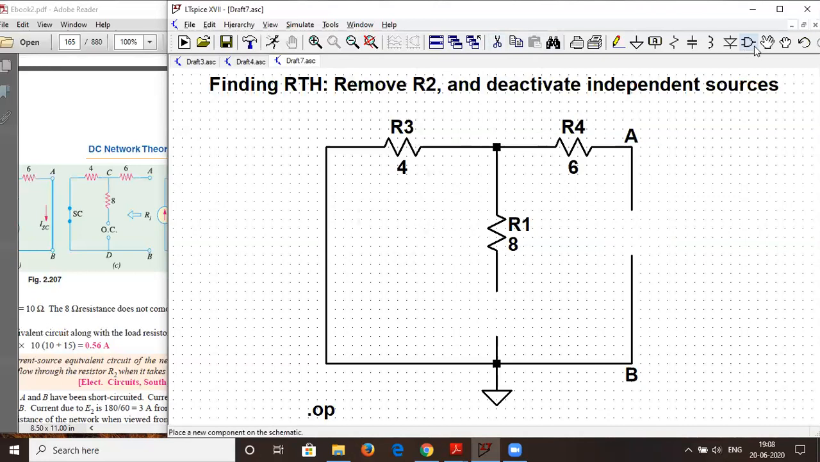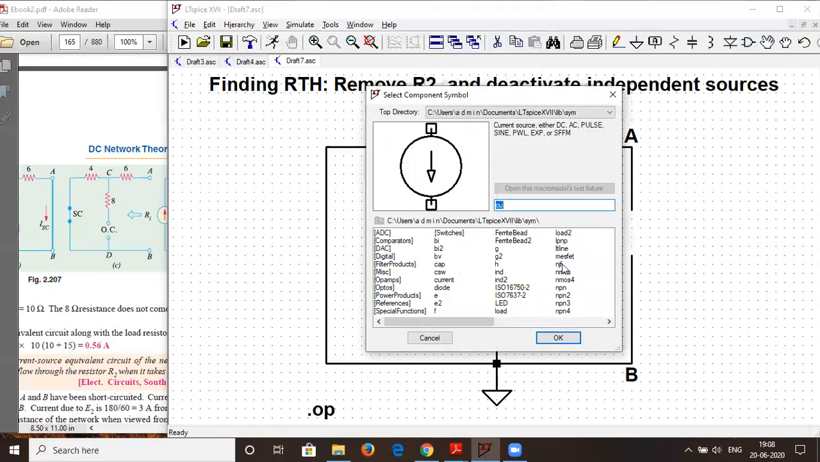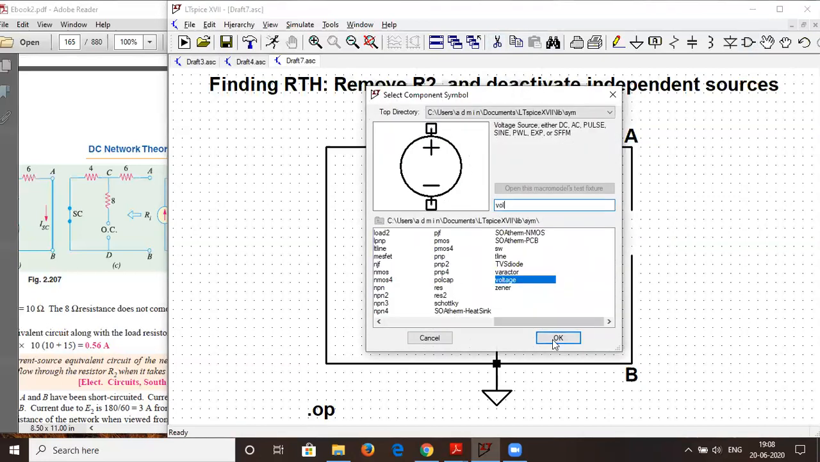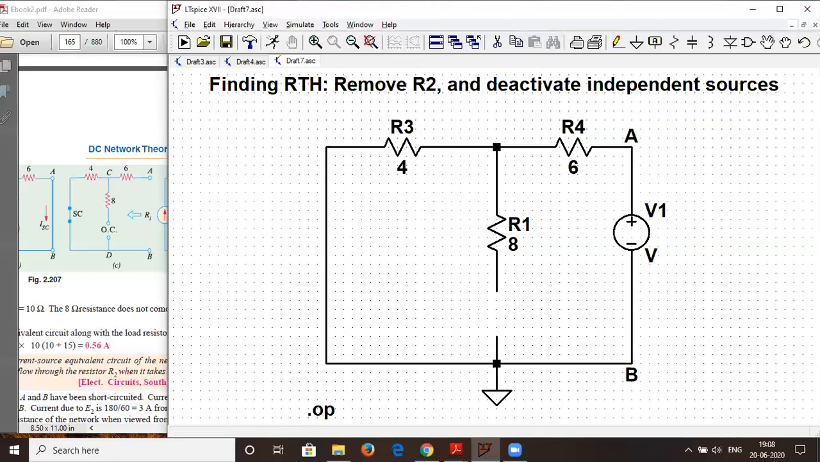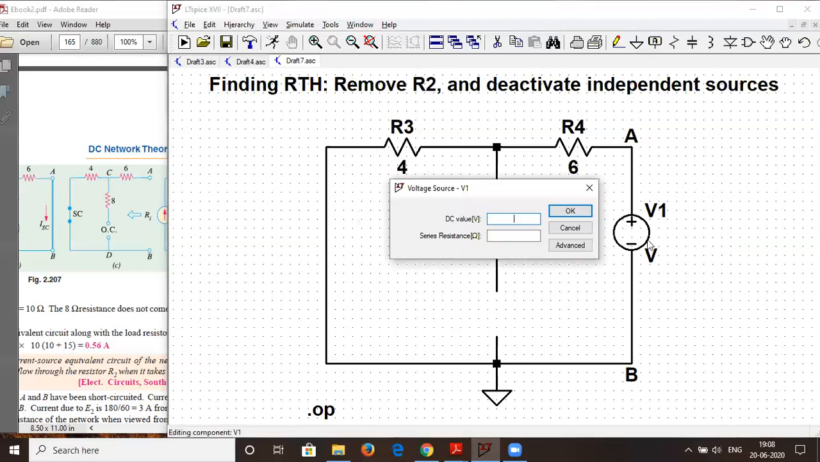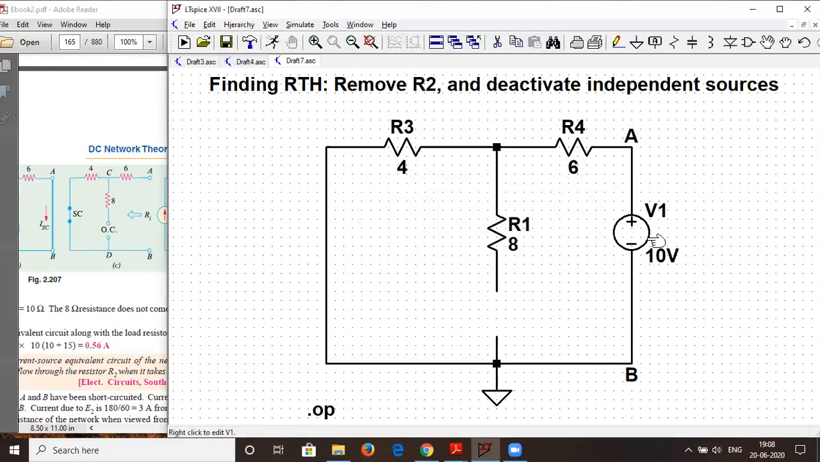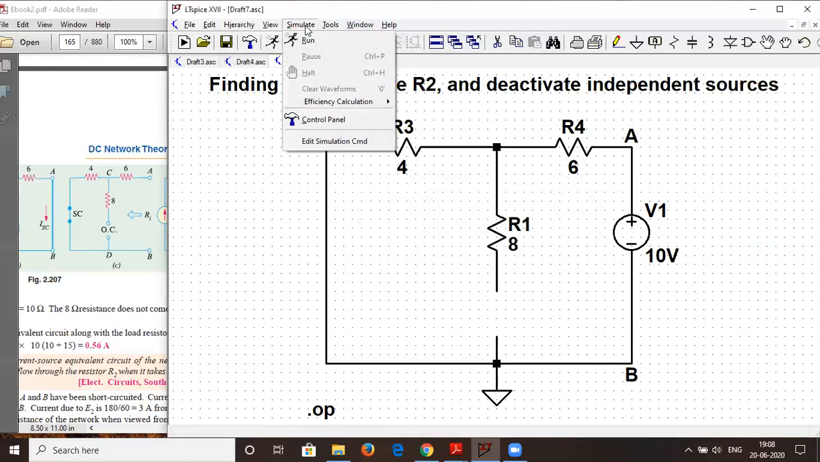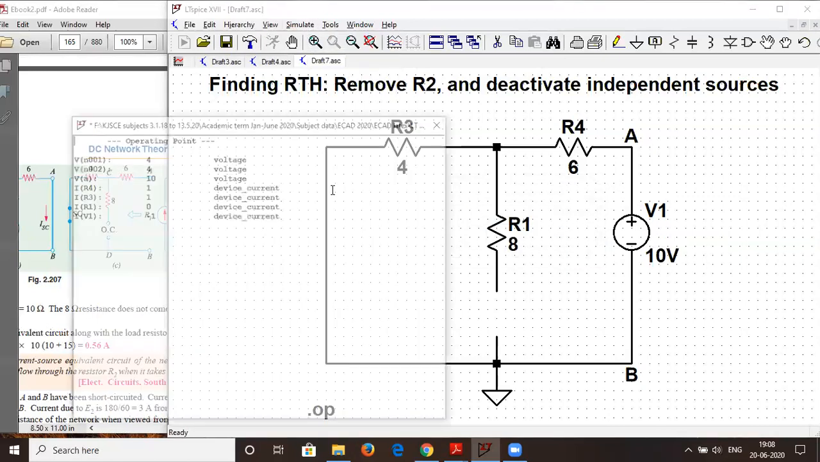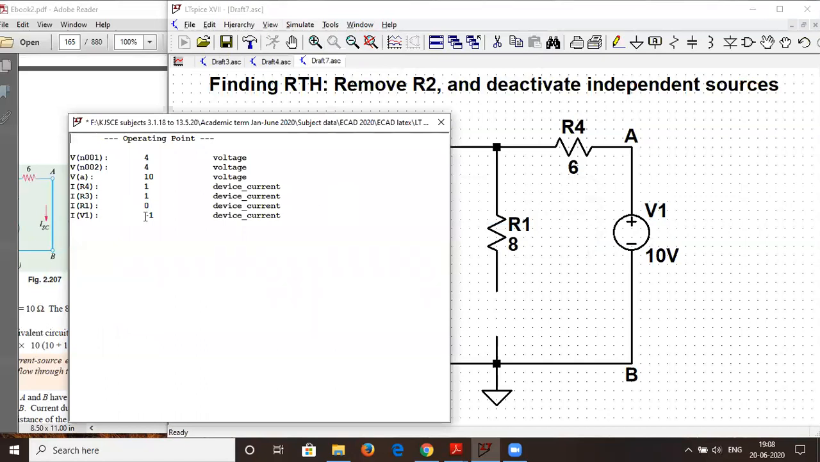So for finding the equivalent resistance, we place an external voltage and find the current through that voltage source. So this, let's say I give around 10 volts, and I'll run this and find the current flowing through that 10 volt source. So the current flowing through this 10 volt source is 1 ampere.